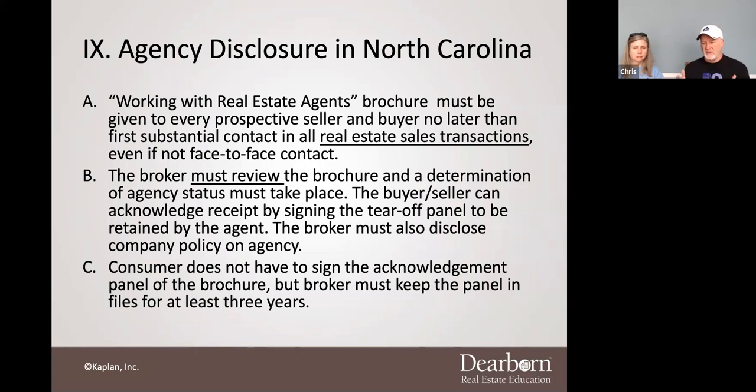So let's talk about this. And by the way, just to make sure we have it drilled down correctly, please note that this only applies to sales transactions. This form does not apply to leases. It's not required for leases. Okay, so the Working with Real Estate Agents brochure is a specific form.